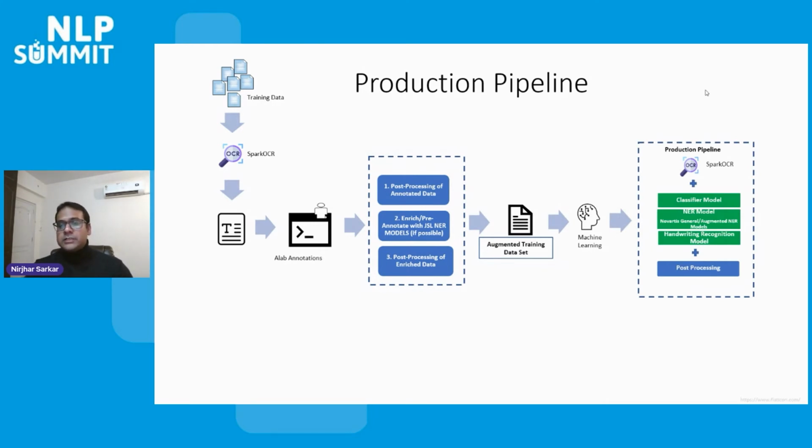So our production pipeline comprises Spark OCR for converting any format of the document into text, a classifier model to identify what is the artifact of the document, and NER models. Now these NER models could be Novartis specific or general or even augmented NER models, and then a handwriting recognition model. And on top of that, we sprinkle some post-processing logic, and we have our production pipeline.